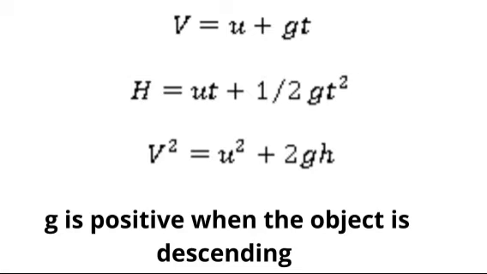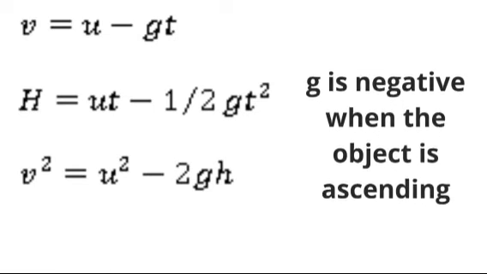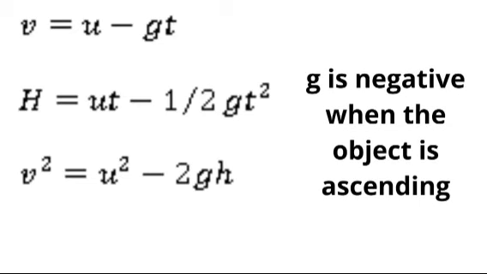Now, when the object is going up, it is working against gravity, and so g is used as minus g, that is minus 10 meters per second squared. And then when it is descending, it is working towards gravity, hence g is used as plus g, as you can see in the diagram above.